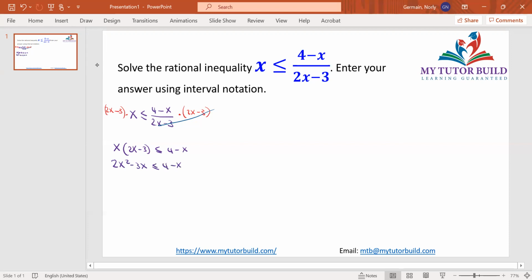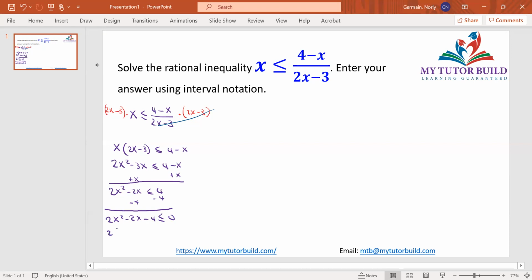Now, what we're going to do is add x to both sides. We have 2x squared minus 2x less than or equal to 4. Subtract 4 from both sides, because we have a quadratic inequality. So we're going to move all the terms to one side and make it less than or equal to 0. So minus 4. That gives us 2x squared minus 2x minus 4 less than or equal to 0.